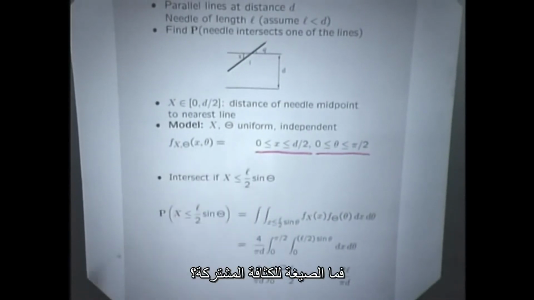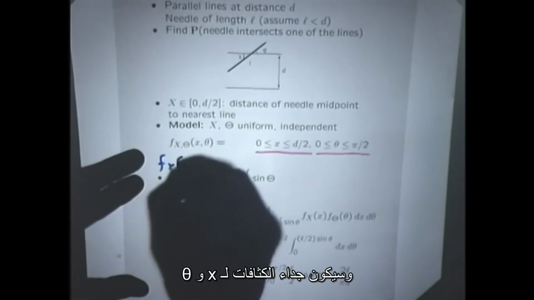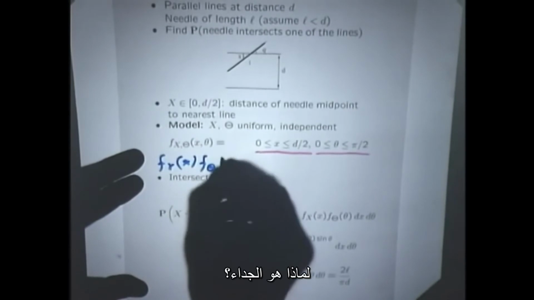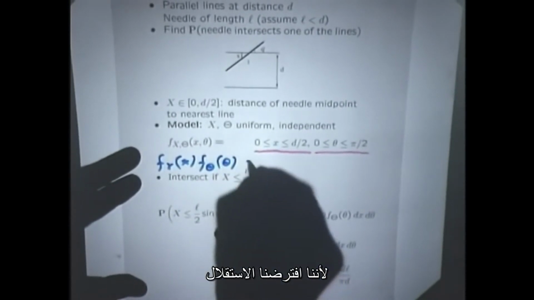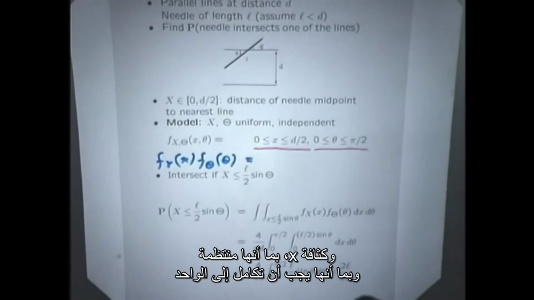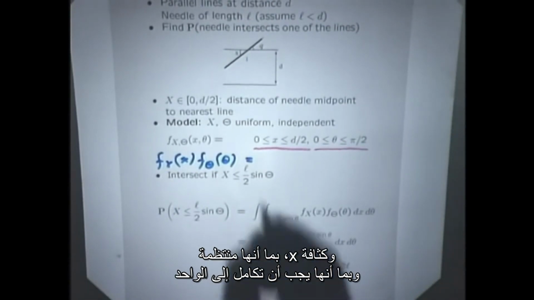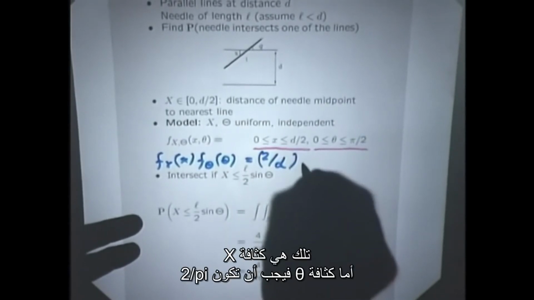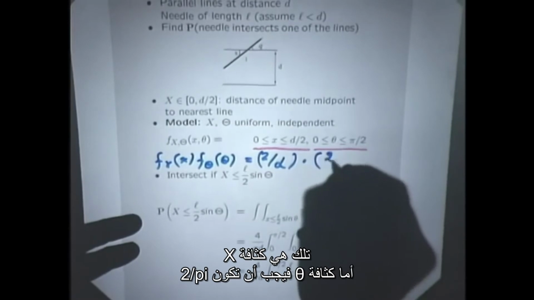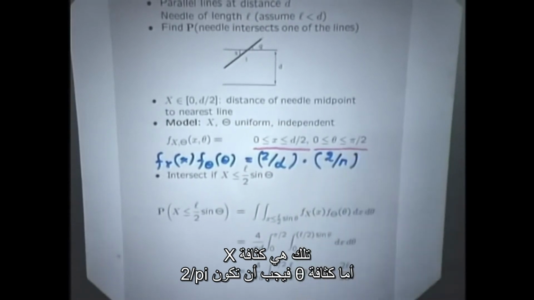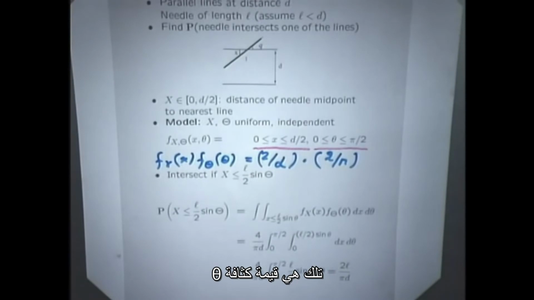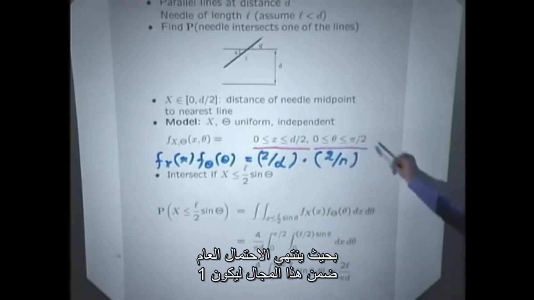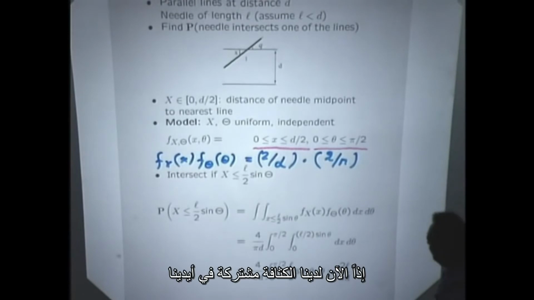So what's the formula for the joint density? It's going to be the product of the densities of x and theta. Why is it the product? This is because we assumed independence. And the density of x, since it's uniform and since it needs to integrate to 1, needs to be 2 over d. That's the density of x. And the density of theta needs to be 2 over pi, so that the overall probability over this interval ends up being 1. So now we do have our joint density in our hands.